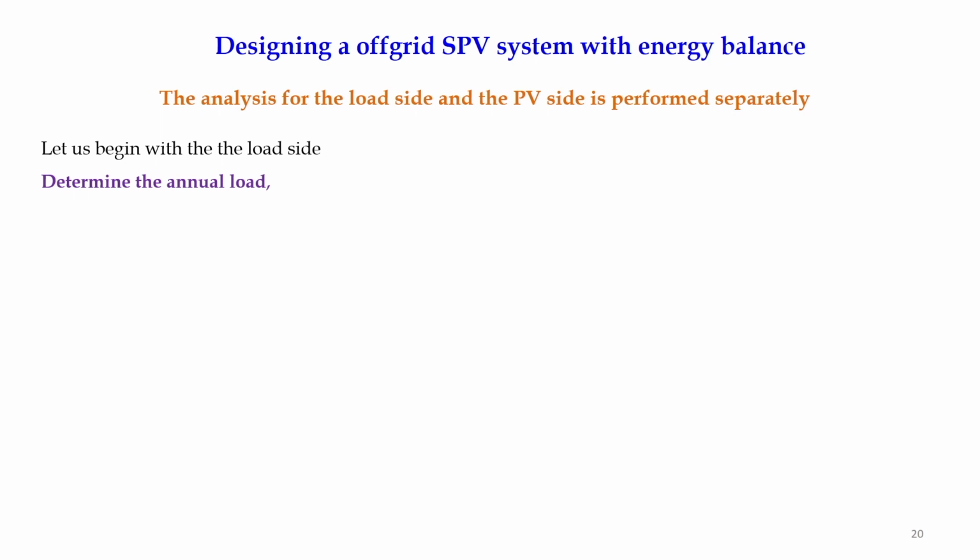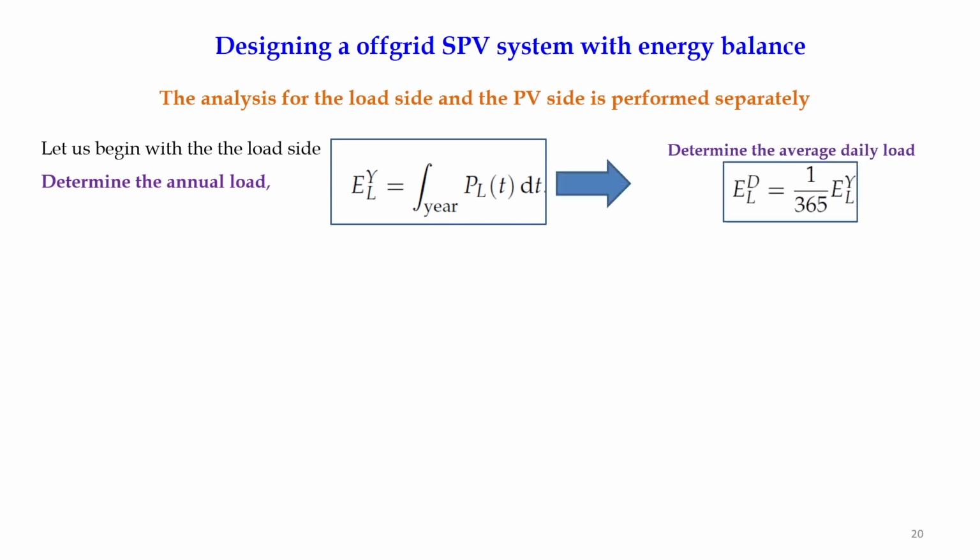So, first we will determine the annual load, how much load is required annually. This can be mathematically represented by ELY is equal to integration of PL(t) dt, and this time is for 1 year. And if we are interested in daily, then that can also be done by dividing this ELY by 365, right.